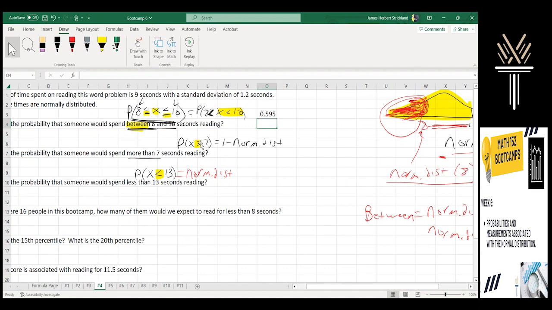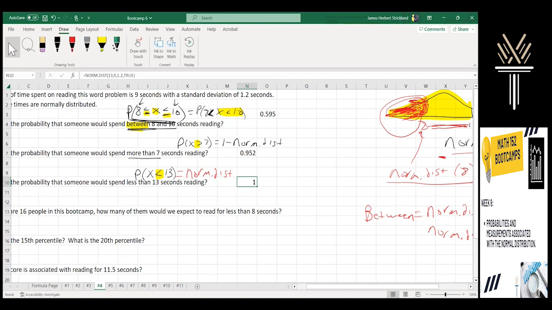Our next one, we see greater than, so we know what to do. 1 minus norm.dist. The number next to the x is at 7, given our mean is 9 and our deviation is 1.2, always true. There we go. If I want less than 13, well, less than 13 is nice. We don't need the 1 minus whenever it's less than. So 13, mean is 9, deviation is 1.2, always true.